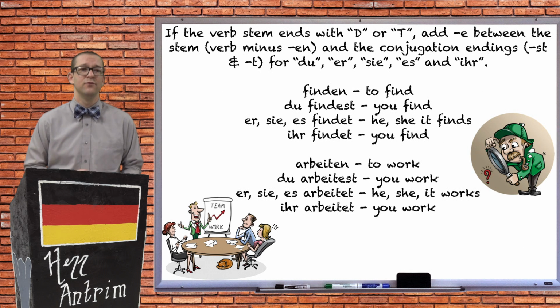If the last letter of the verb stem is D or T, you need to add E between the stem, the part of the verb before the EN, and the conjugation ending for du, sie, es, and ihr, because otherwise the word would be practically impossible to pronounce. The additional E makes the word easier to pronounce. Here are some examples of this.